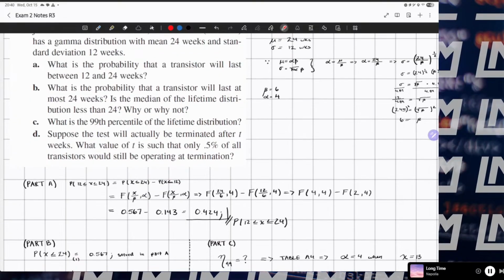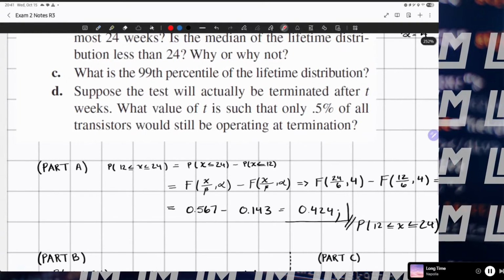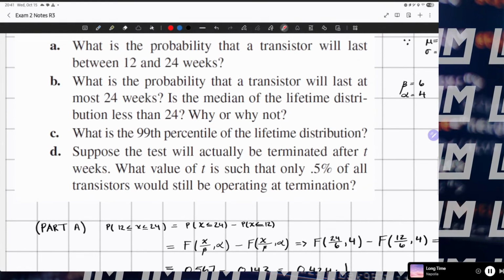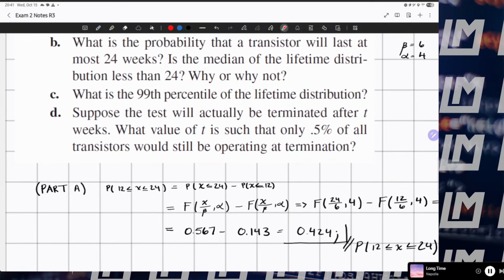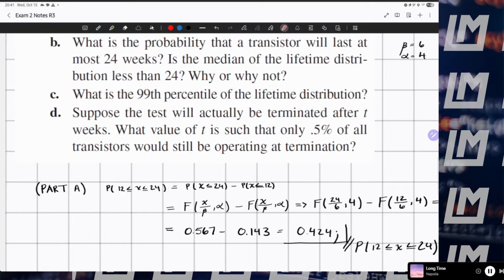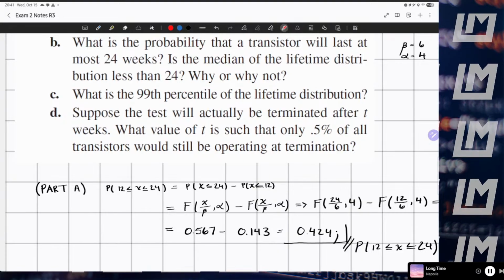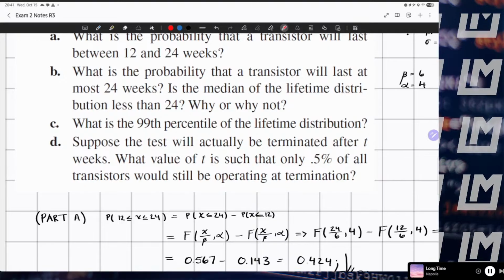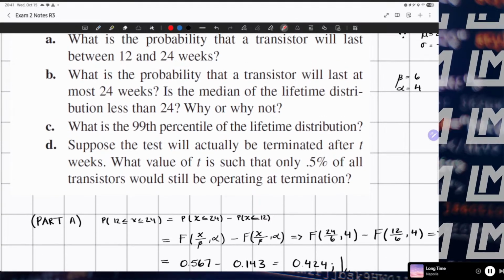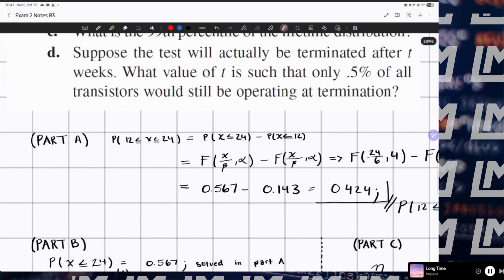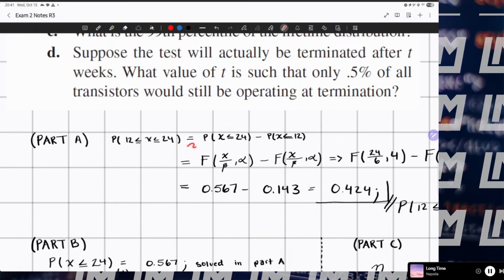So what is the probability that a transistor will last between 12 and 24 weeks? So the probability, and at this point with gamma distribution, I just automatically assume inclusive unless it explicitly says exclusive, or if it makes sense to have it just like less than. So it's saying, what's the probability that a transistor will last between 12 and 24 weeks. So that means we're saying the probability that 12 is less than or equal to X and less than or equal to 24.